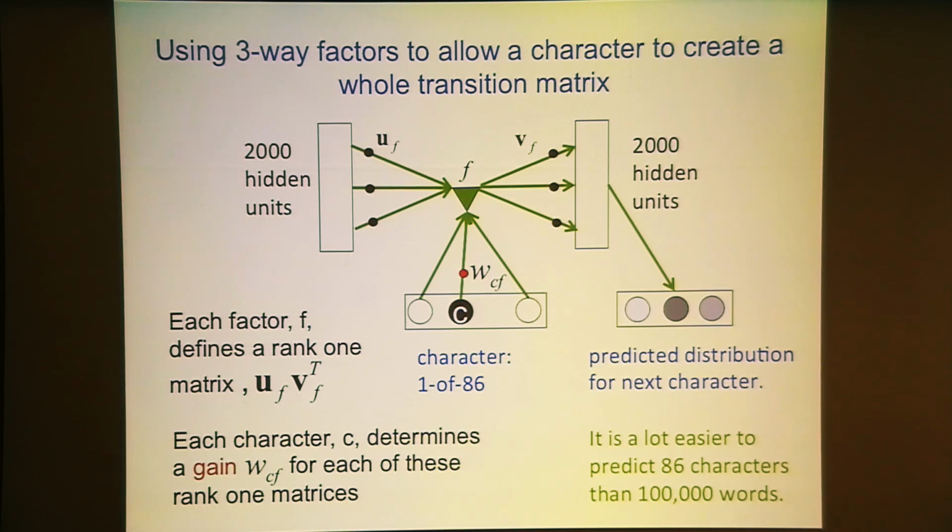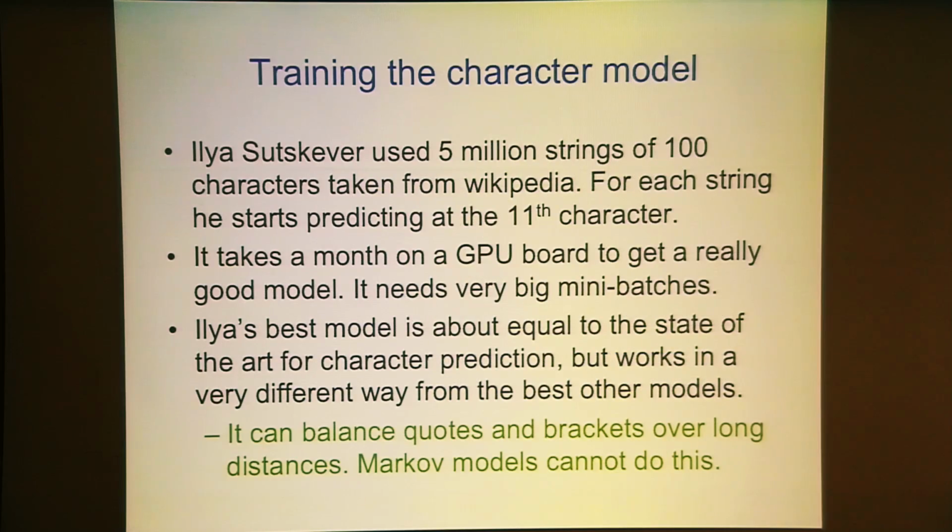So let me show you some of the things it can do. Ilya took this net, initially used 5 million strings of 100 characters each, and started training after the 11th character. So he gave a kind of burn-in of 11 characters, and then the net started predicting, and he started backpropagating, and he ran for a month on a GPU board.